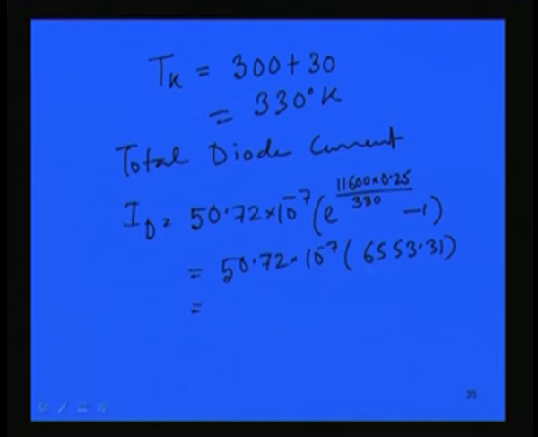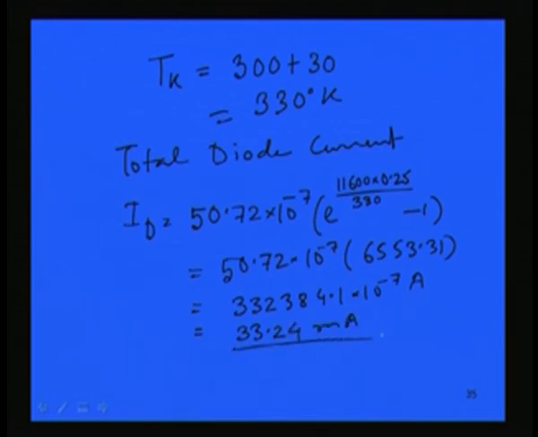Now computing this value, we get 33238.1 into 10 to the power minus 7. To write it in the milliampere order, it becomes 33.24 milliampere, because if you keep 10 to the power minus 3 and multiply 10 to the power minus 4 by the 33238.1 coefficient, that gives 33.24 milliampere. This is the answer.